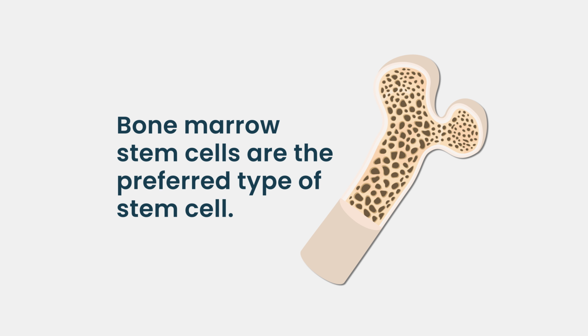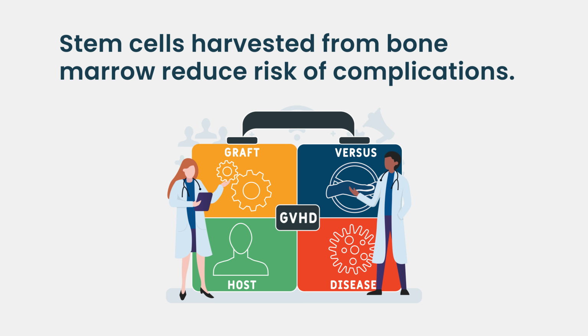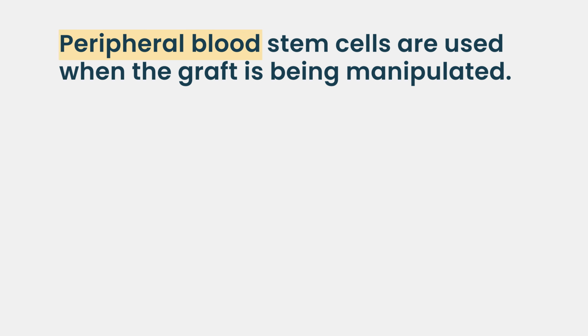Generally in pediatrics, if we're using a standard, what we call unmanipulated stem cell product, we prefer bone marrow. It is a bit more invasive to the donor to harvest bone marrow than it is to harvest peripheral blood stem cells, but we know that it does have a lower risk for some of the later immune-mediated complications of transplant.